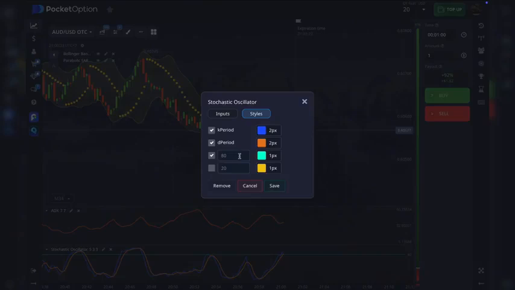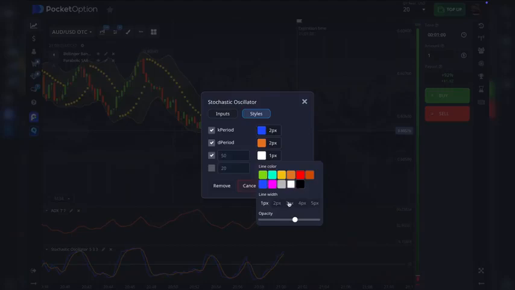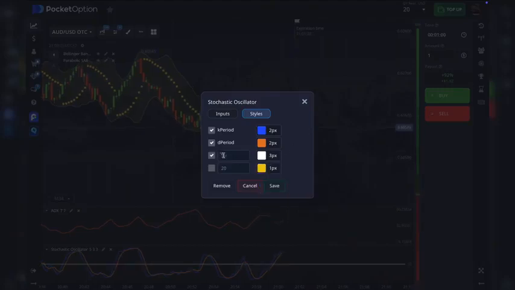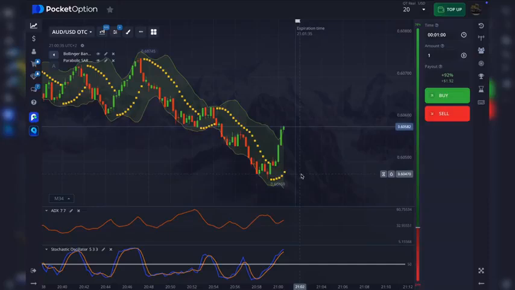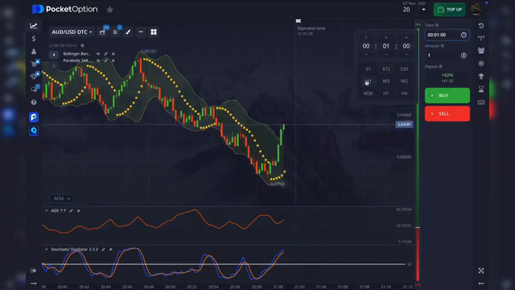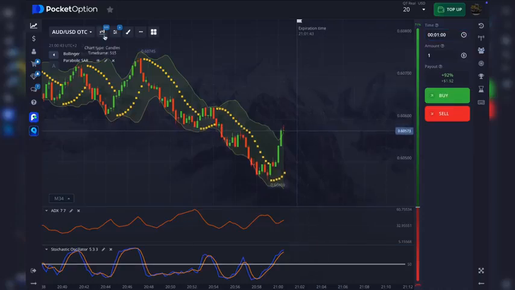Then I turn off one line, and here I change the level to 50. And I want to make this line white and a little bit thicker too. Okay, now I click save. Then we need to set the 1 minute time frame, because we will open 1 minute trades.